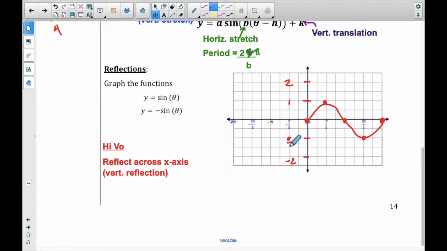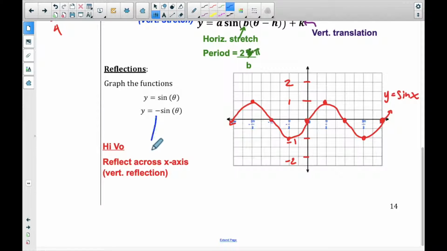I can do the same thing over here. I'm basically just redrawing what I had up above. And so this is the function y equals the sine of x. And I put arrows on there because it'll continue this wave pattern both ways. Okay, what about y equals the negative sine of x?